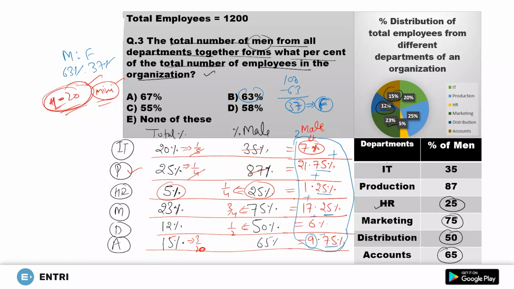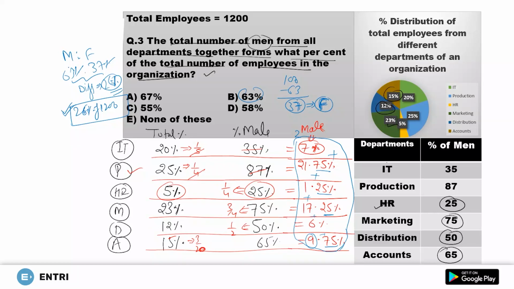If you need to find out difference between male and female, you will say here, male are 63, female are 37. So can you find out the difference? So what will be difference? 13 minus 7, you will get 6, and 5 minus 3 will get 2. So your difference will be 26. 26 of what? 26% of 1200 actually. That is your difference between male and female.